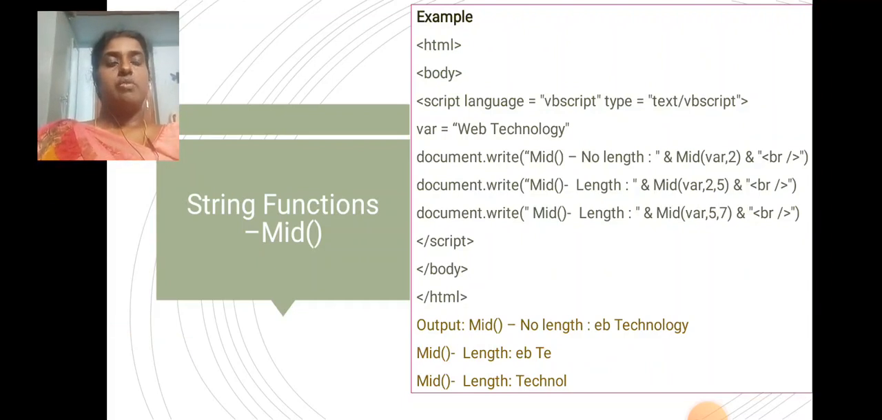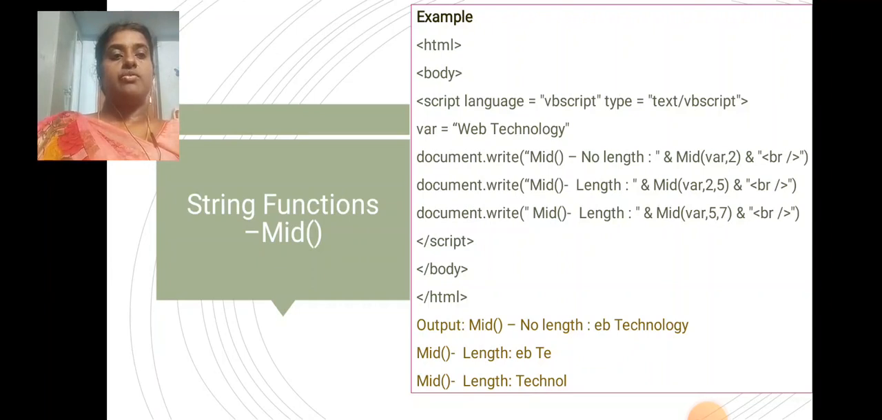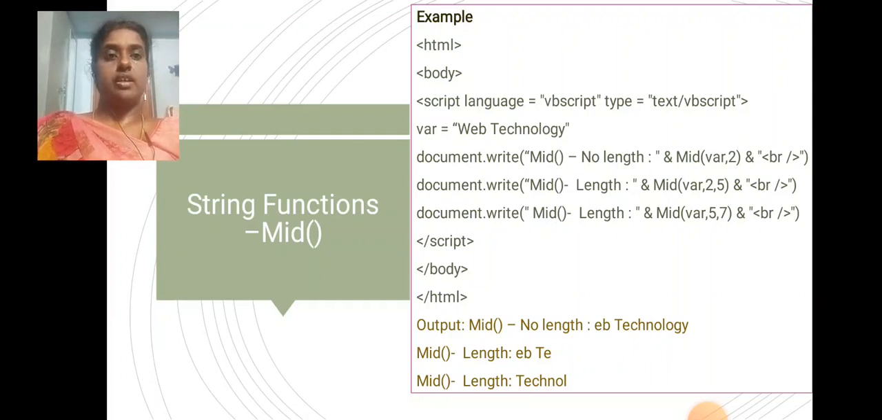So, here I am using different types of mid function. Different means the number of parameters is going to change from one type to another. So, the variable I am declaring is where is equal to web technology. There are 3 output statements. First output statement is mid function with no length. Second and third are the same, mid function with lengths.